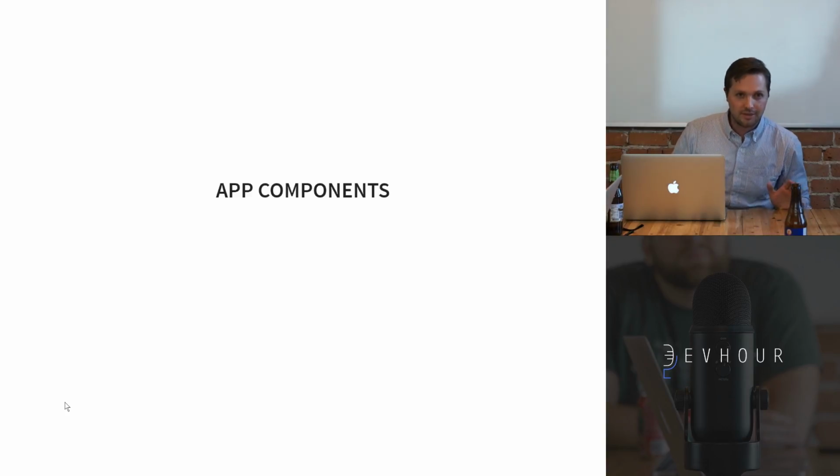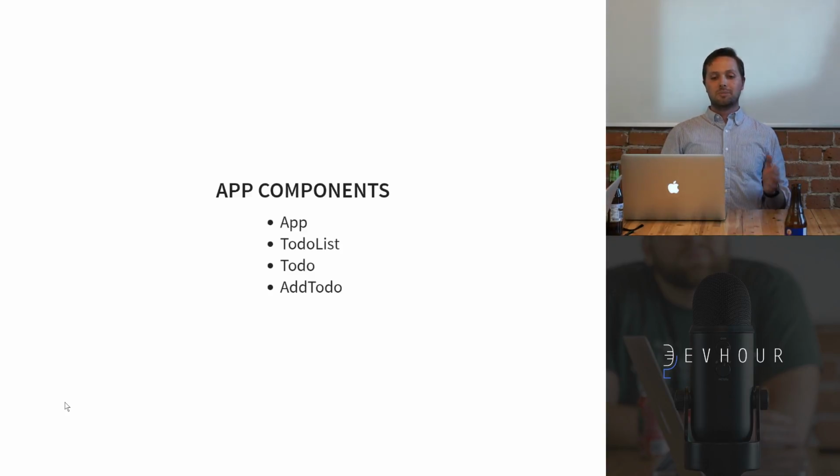So if we were to build out something like a to-do list app, the basic components that we might consider is something like a global app, which is going to contain everything, a to-do list component, which will hold all of our to-dos, and then we want to have some sort of component that's going to be responsible for putting new to-dos into our to-do list.